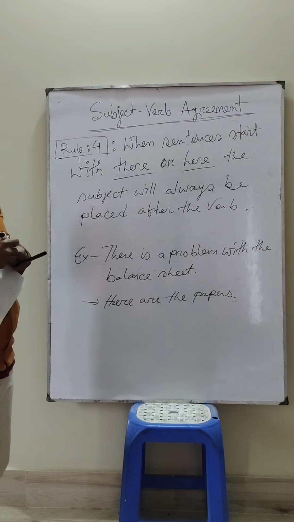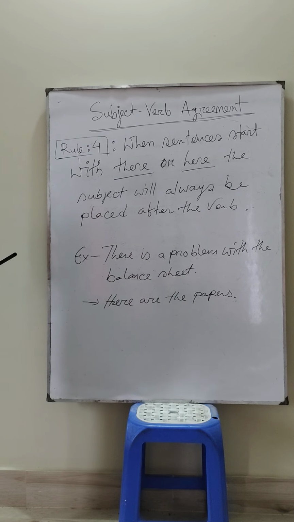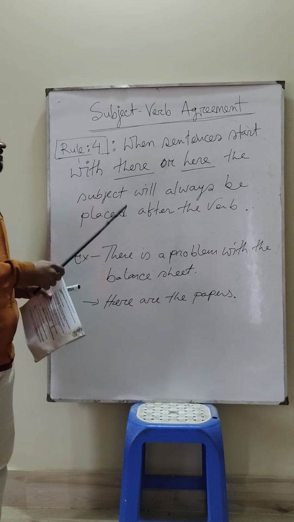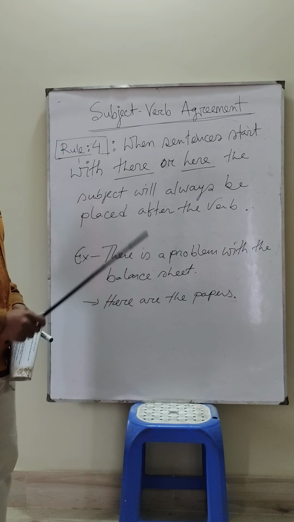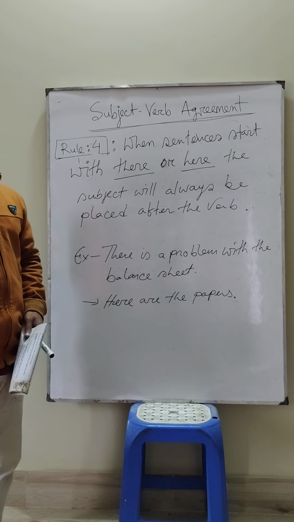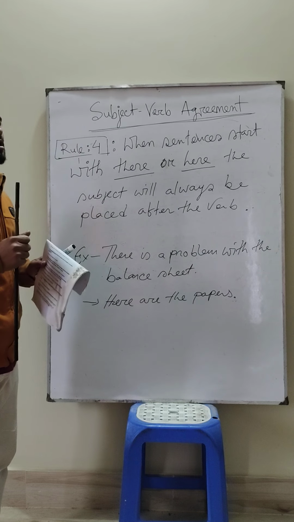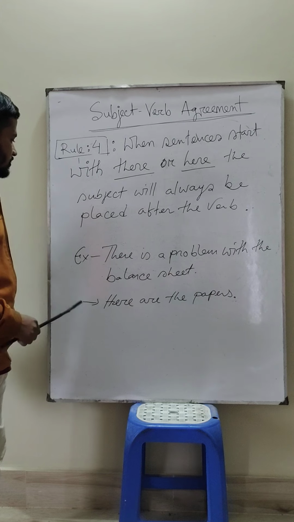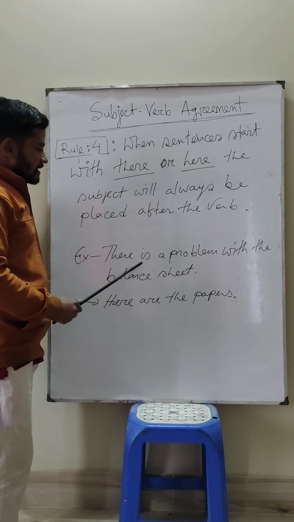Please see rule number 4. When the sentences start with here and there, the subject will always be placed after the verb. That is, we use the subject after the verb when the sentence starts with here or there. Please see the example: There is a problem.